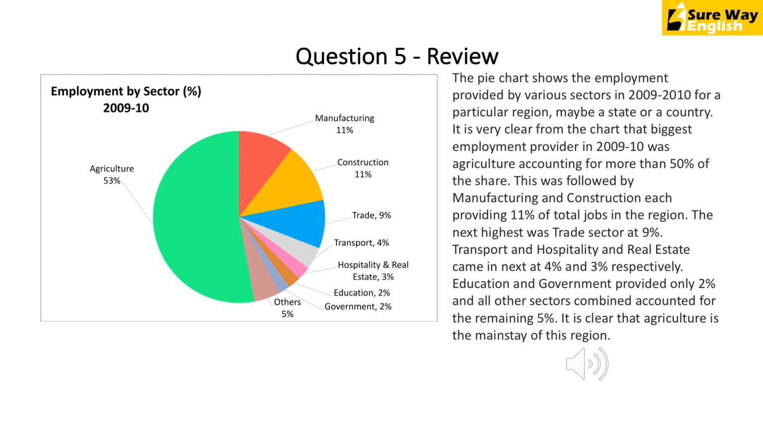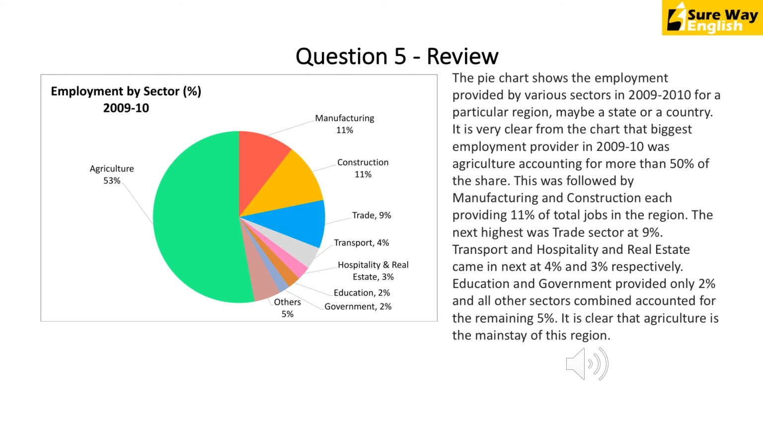Which pies are the highest and which are the lowest. So the agriculture has the highest percentage, 53%. So you say that it's very clear that the biggest employment provider.